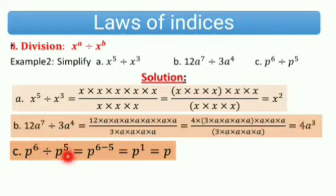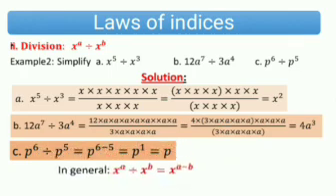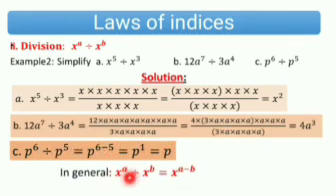Is that clear? Now let's apply the formula directly here. Since p and p are the same, 6 minus 5 is equal to 1, which is equal to p. Now we can generalize this, that if we have two bases which are the same, the indices should be subtracted. So we have a minus b, and that will be the general form of the second law: x raised to the power of a divided by x raised to the power of b is x raised to the power of a minus b.